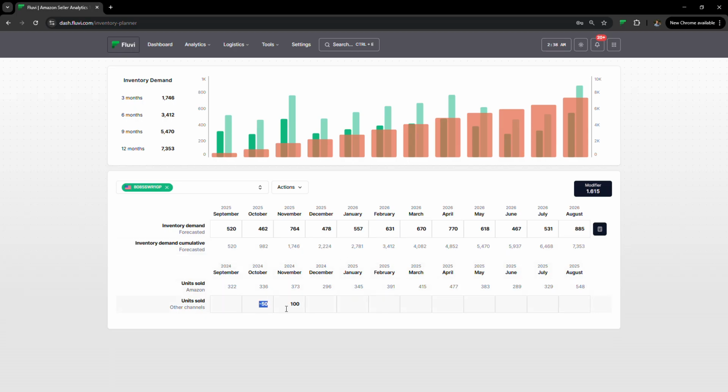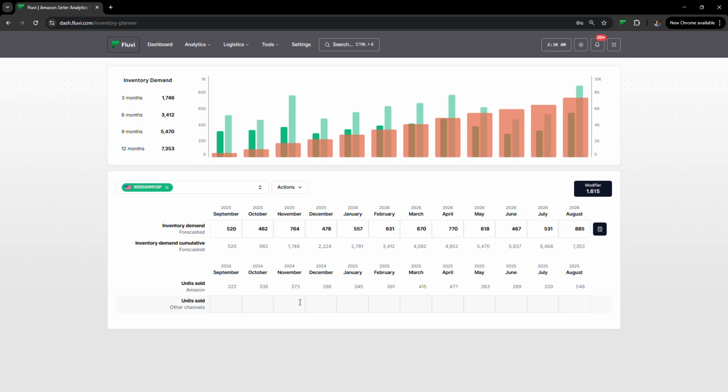So again, you can enter both negative numbers and positive numbers in this units sold field, which is your way of being able to make this calculation as precise as possible. You can enter any type of number here. So you can remove units if you had a campaign that you don't think is representative, or you can add units if you sold units through other channels.